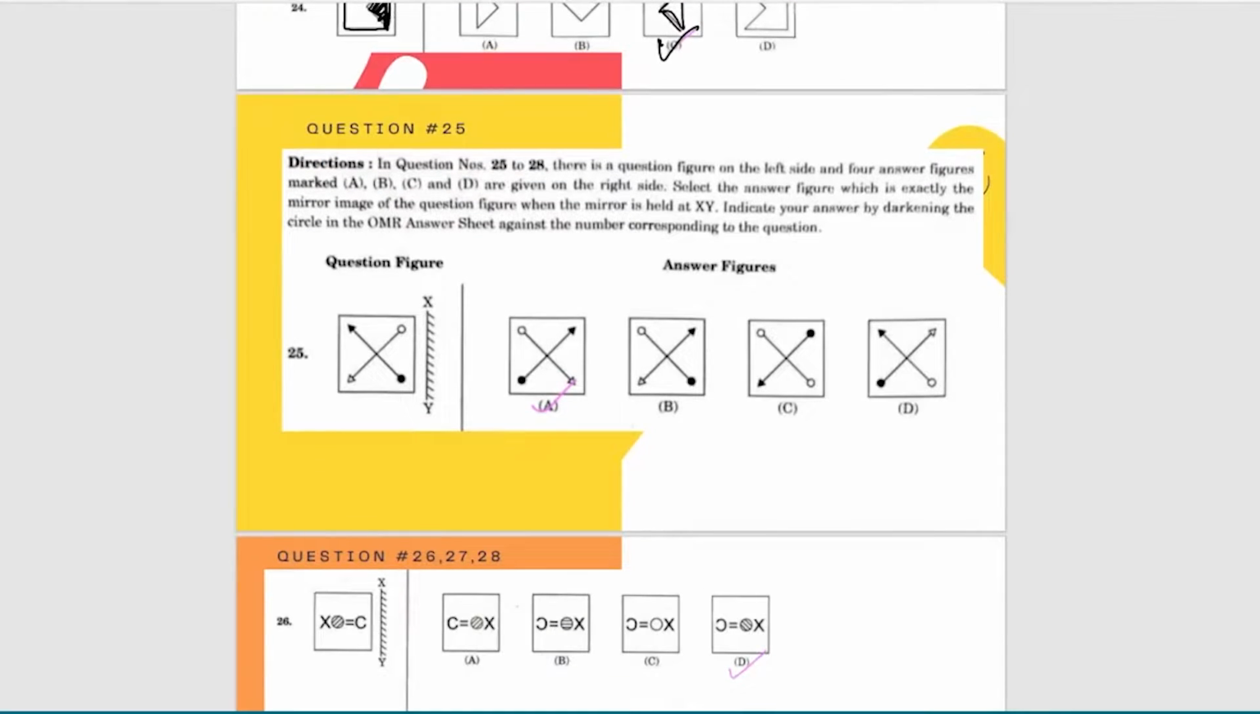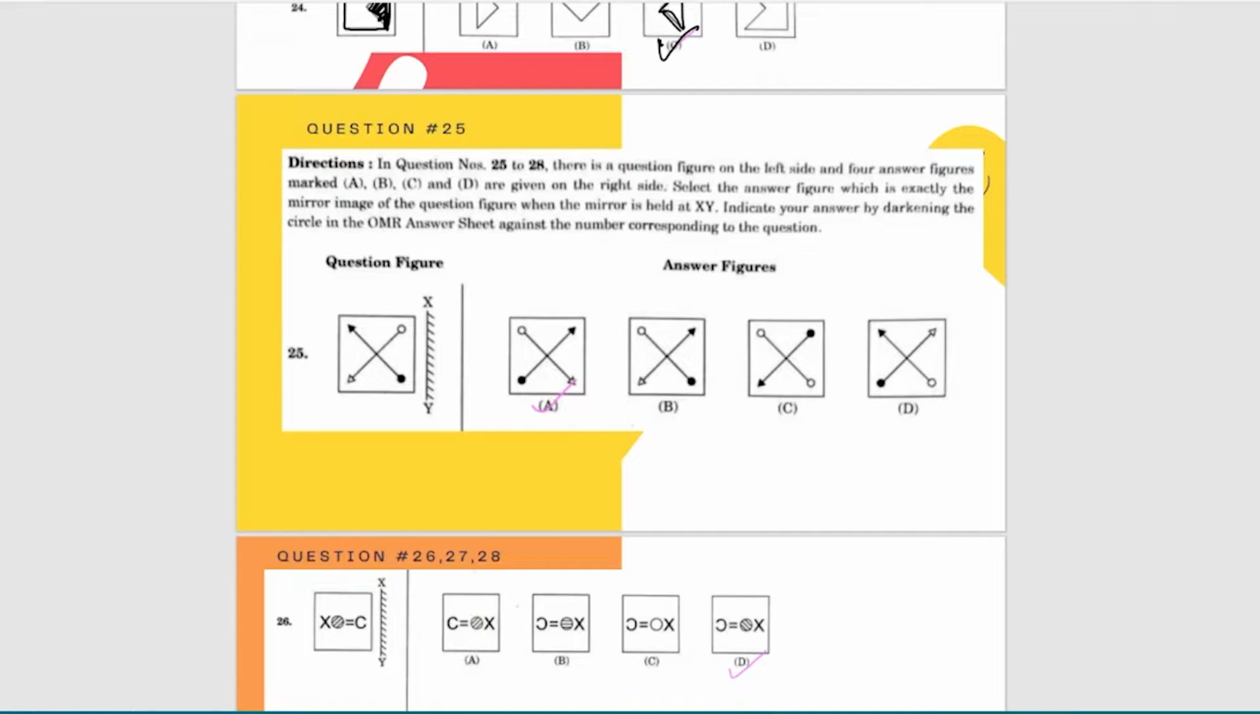So now let's look at question number 25. The directions say in question numbers 25 to 28, there is a question figure on the left side and 4 answer figures marked A, B, C and D are given on the right side. Select the answer figure which is exactly the mirror image of the question figure when the mirror is held at XY. Indicate your answer by darkening the circle in the OMR answer sheet against the number corresponding to the question.